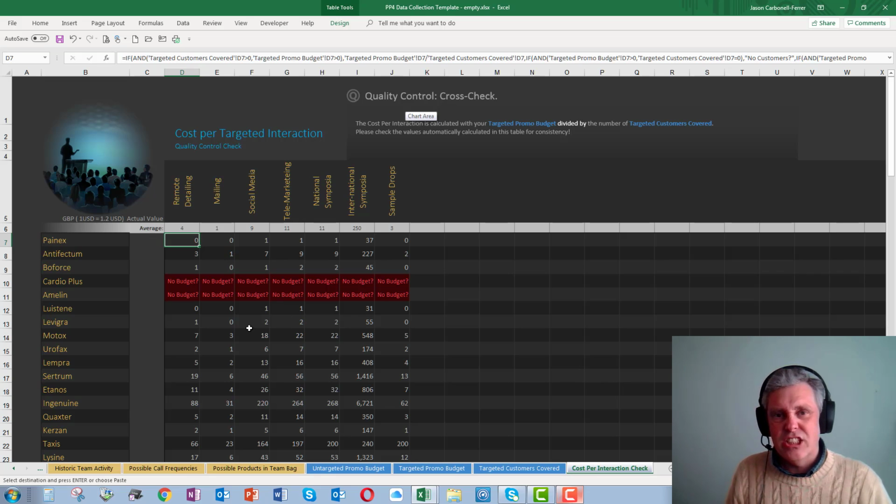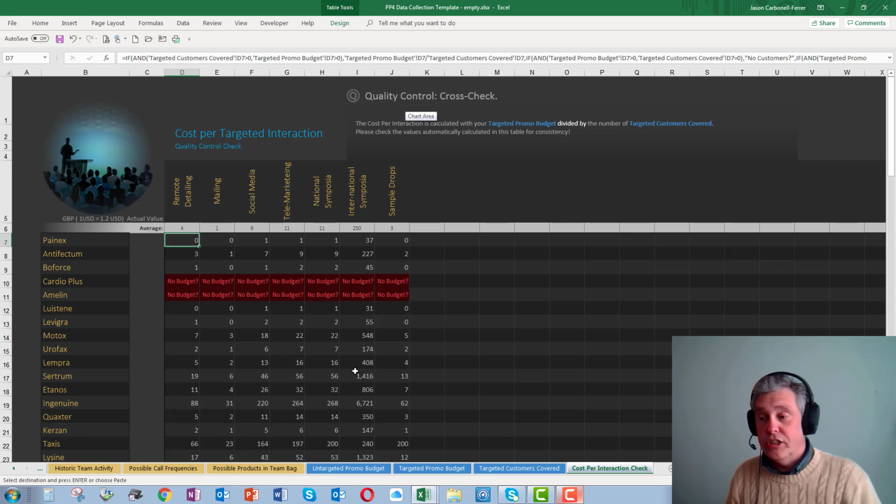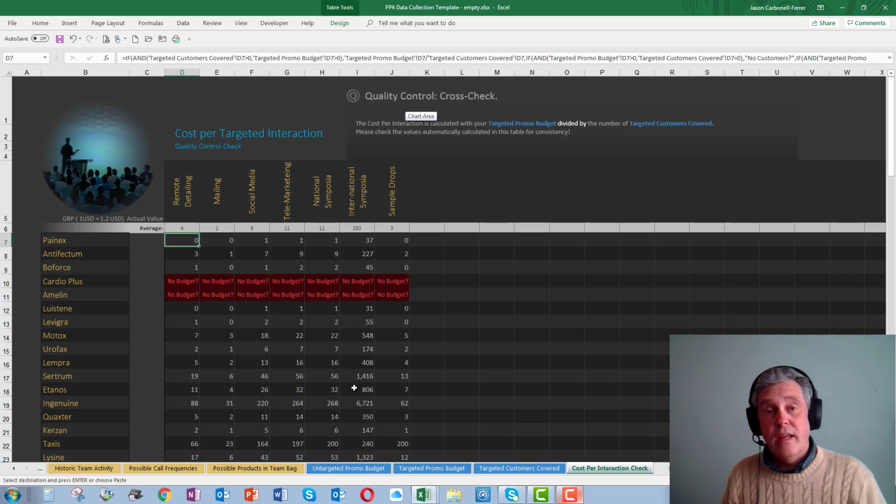But if we look at the actual figures, we'll see that now we have worked out a pretty reasonable cost per contact for these different promotional channels. They're very small in the case of some of them, things like remote detailing and mailing, and rather more expensive, as you would expect, for things like international symposia. So there we have it.